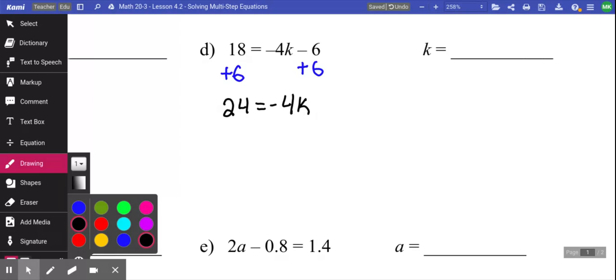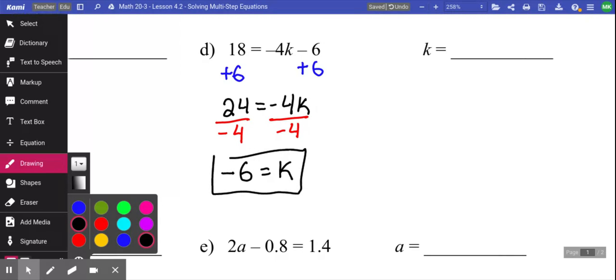At that moment, I think most of you got there, and then you get stuck thinking, I've got to divide that k over, because that is timesing, right? That's negative 4 times k. So when you divide, you are dividing by negative 4, not by positive 4. That would give you negative 6 equals k. So check your answer, see if you got it right.